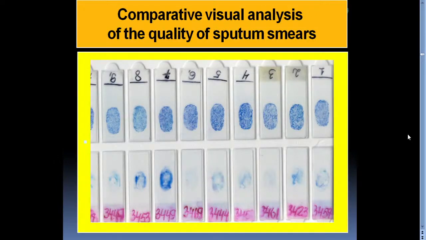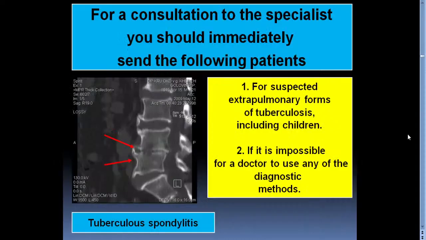Here you can see smears of TB patients, staining according to Ziehl-Neelsen, the method of Ziehl-Neelsen. For a consultation with the specialist, you should immediately send the following patients. First, those with suspected extrapulmonary forms of tuberculosis, including children. Second, if it is impossible for a doctor to use any of the diagnostic methods.